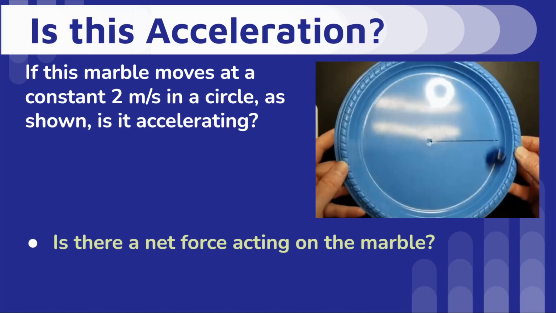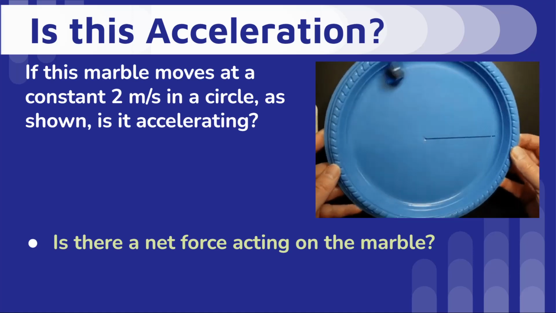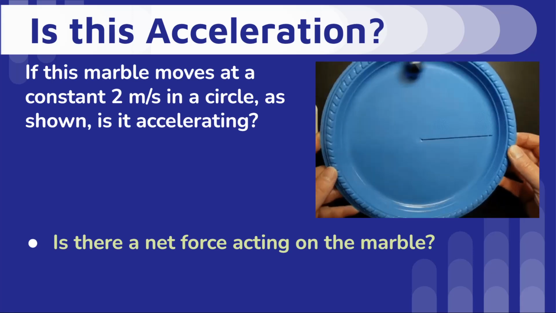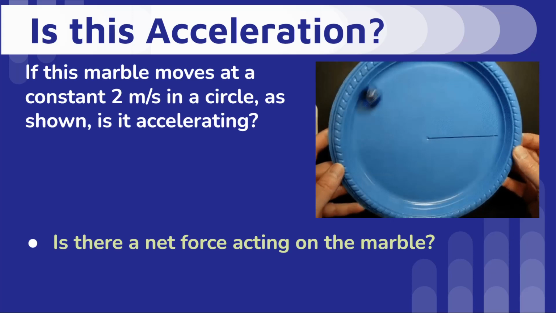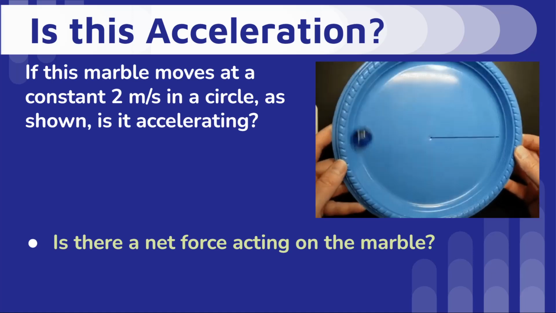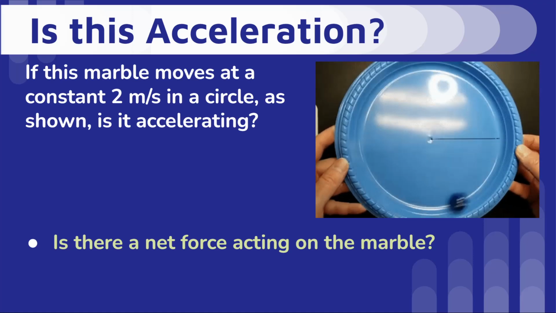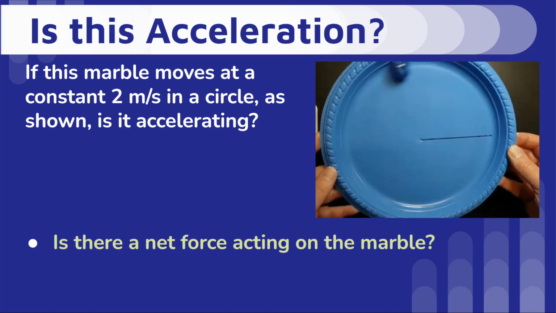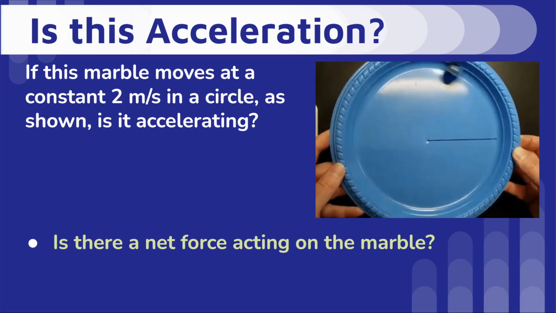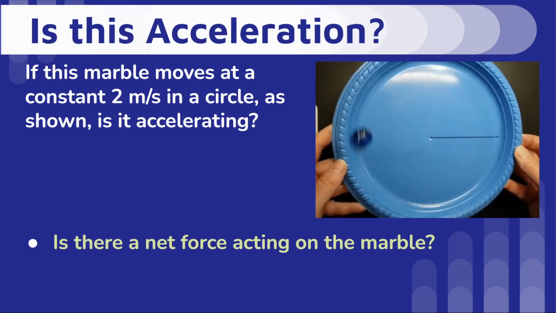It's changing direction. I know it's been a while. It's okay. It's been a while since we talked about it. We talked about it in Unit 2, but we said that you have acceleration when you have something that speeds up, slows down, or turns. And this is constantly turning because it's going in a circle. And so, yes, we absolutely do.